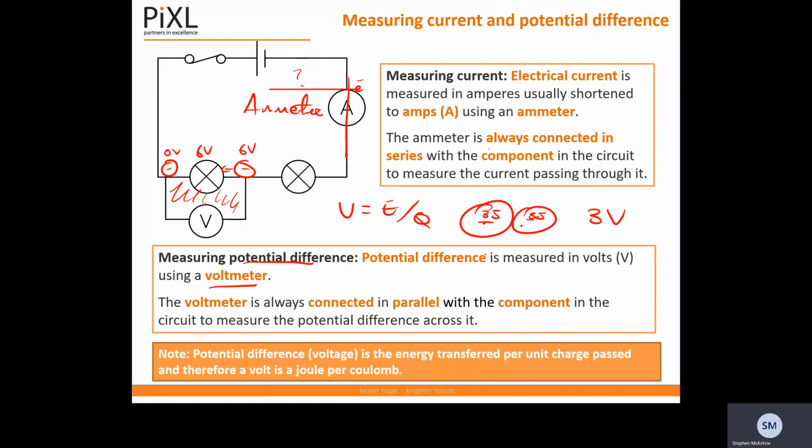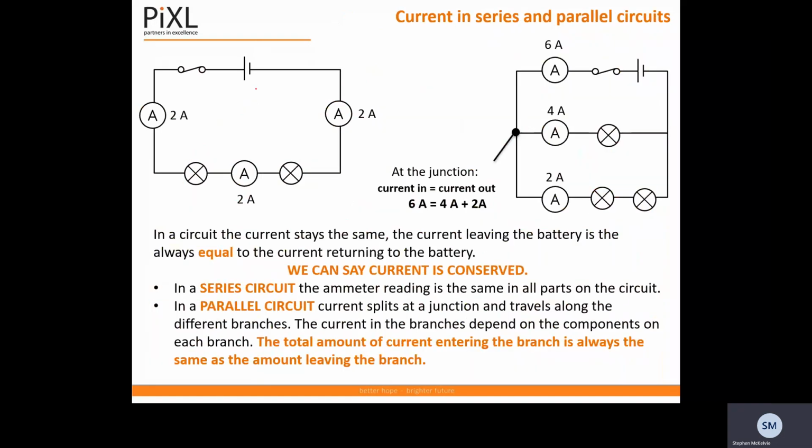In a series circuit, current stays the same. The current leaving the battery is equal to the current returning to the battery. In a parallel circuit, the current also stays the same, but it does split at a junction. So the amount of current leaving this battery is 6 amps, 6 coulombs per second, but it splits up when it gets to the branch. So down here, I will have 4 coulombs per second, and through here, I will have 2 coulombs per second. Remember that coulombs is just a fancy name for a packet of electrons.